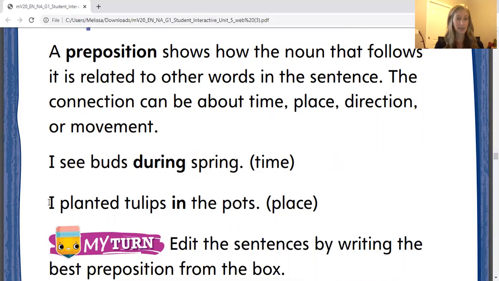What about the next sentence? I planted tulips in the pots. I see that in is my preposition. It's in bold. I could have just said I planted tulips, but I might ask where, which is why I have place in parentheses. And you would say in the pots. The pots are being described by this preposition, okay, which is why pots follow in. So where? In the pots.